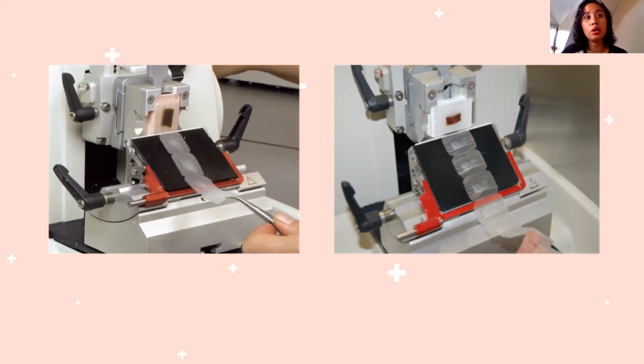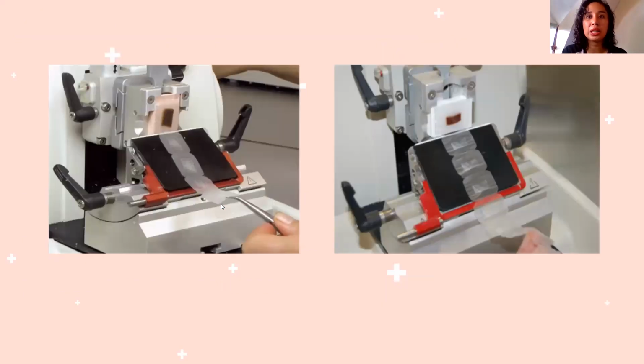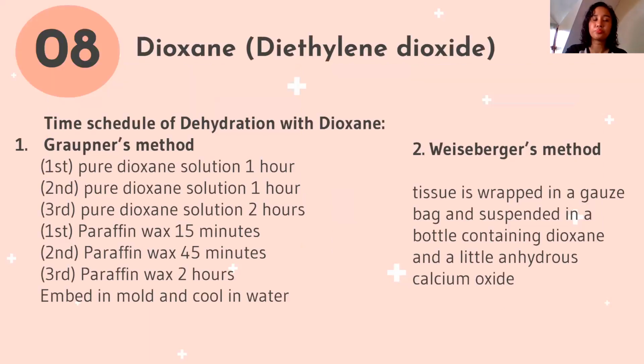Pero I just want to show you a tissue section. Apparently, one disadvantage of dioxane is it poorly cuts. It will not ribbon well. Sabi niya, ribbons poorly. Hindi maganda yung pagganyan niya. Pero ang ganda-ganda, oh. Yan ang magandang ribbon. Pero dioxane, it could not ribbon properly.